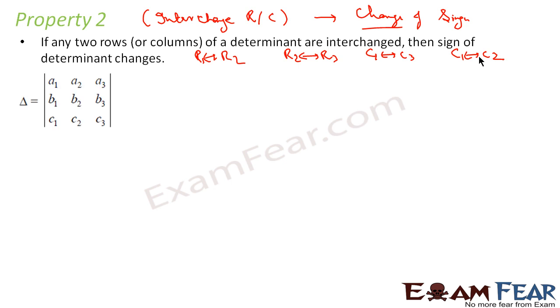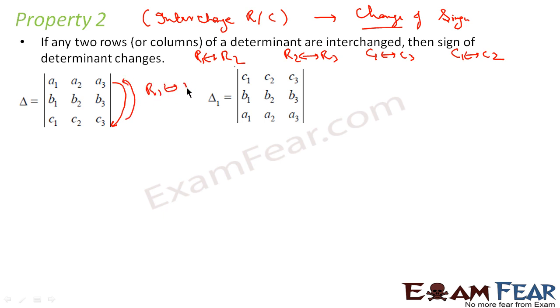So let this be my determinant of a particular matrix, and now let me interchange a particular row. What I'm doing is I'm moving this row here and this row here. That is, R1 and R3 are interchanged. I got this. Now let me also try to interchange column.